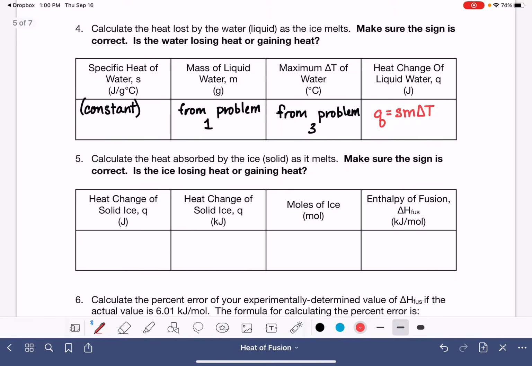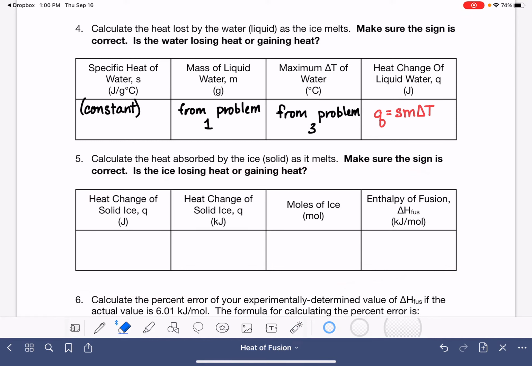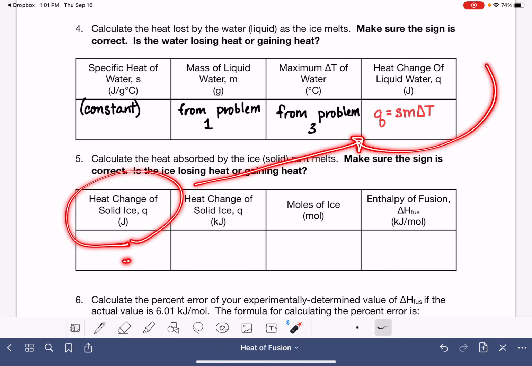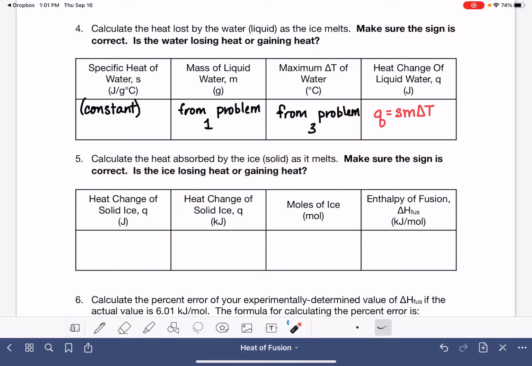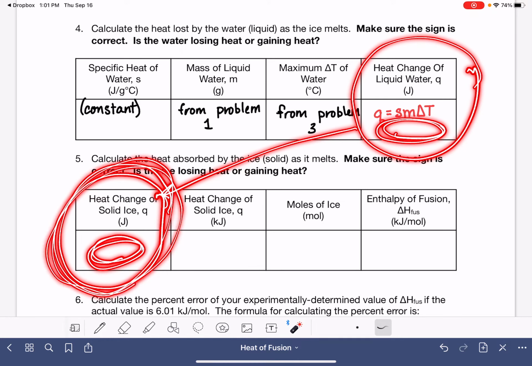Now in problem number 5, you're going to do a pretty similar thing for the ice. So this first is asking you to report the heat change of the solid ice. We're not going to calculate that. We're just going to correlate that to the heat change of the liquid water. Remember that all of the heat that is being lost by the water is being absorbed by the ice. So whatever number you get right here, the number is going to be the same for the heat change for the ice. Again, all of the heat that's being absorbed by the ice is being lost by the water.